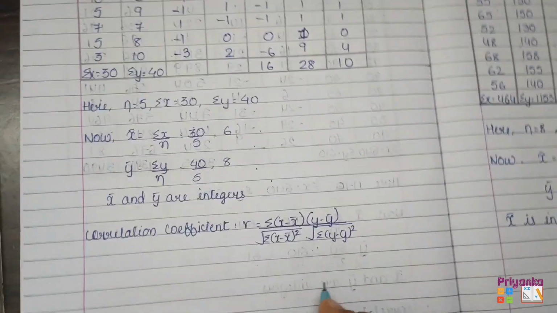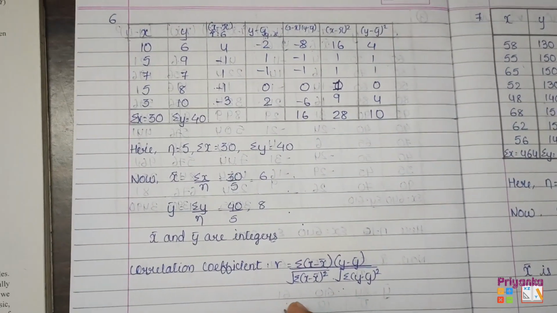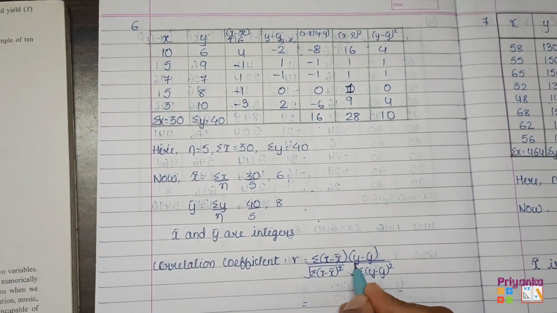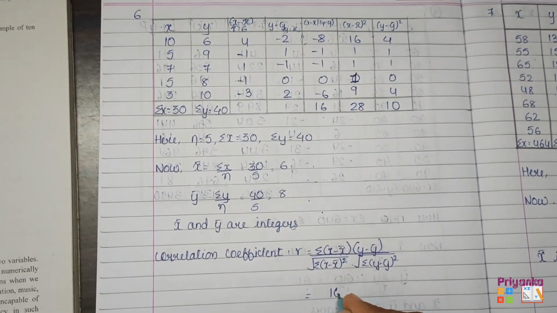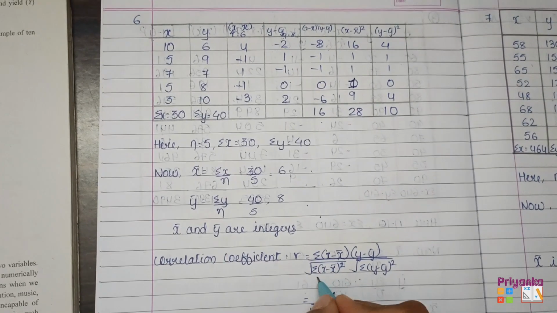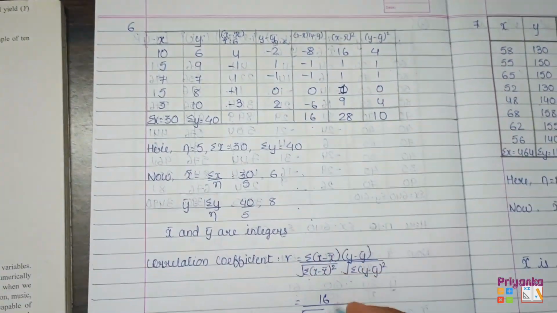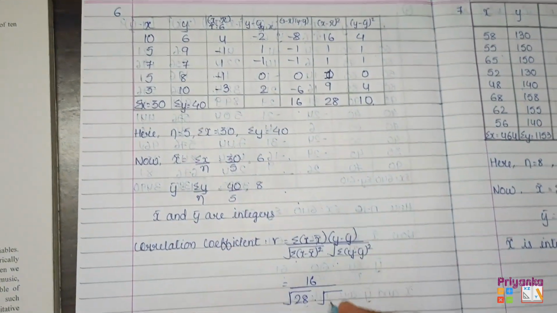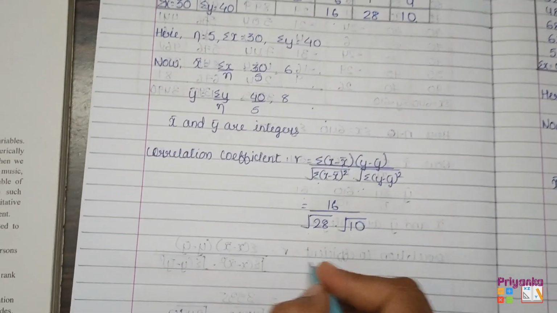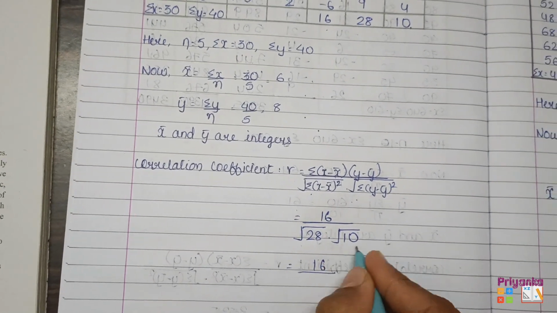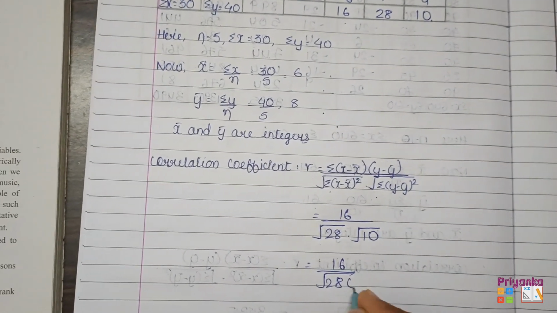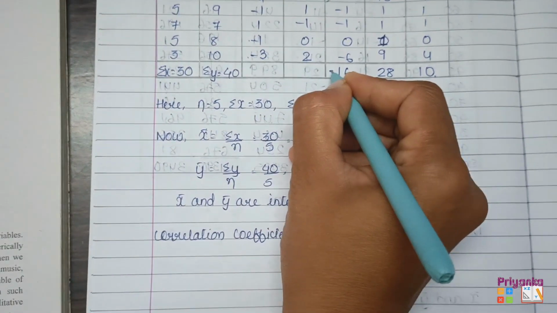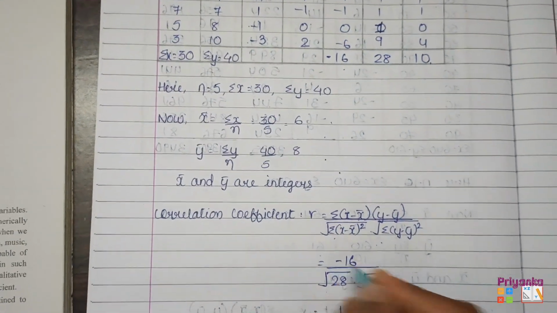So here I am going to put directly into the formula: sigma x minus x bar into y minus y bar, the total is 16. Then under root, sigma x minus x bar whole square, that is 28, and sigma y minus y bar whole square, that is 10. Out of this, first multiply, this will be 280. Here the answer is minus, so remember to keep the minus.